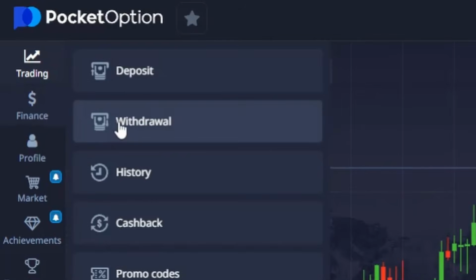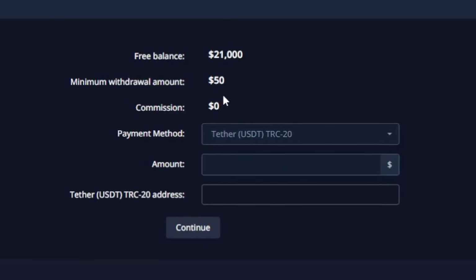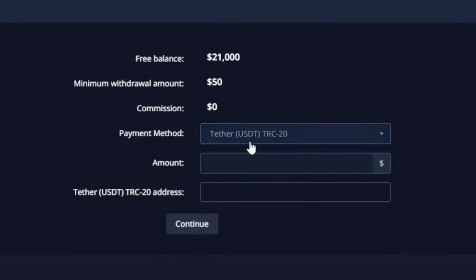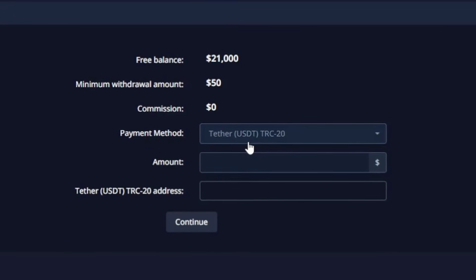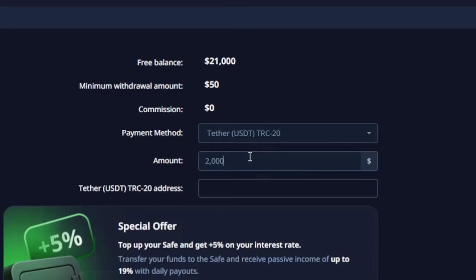We go there and click this button. You see, now the withdrawal menu has appeared. As you can see, my withdrawal is currently set only to TRC20. But if you top up your account with your card, then withdrawal is possible. Let me set it to, say, 20,000 to withdraw to the card.